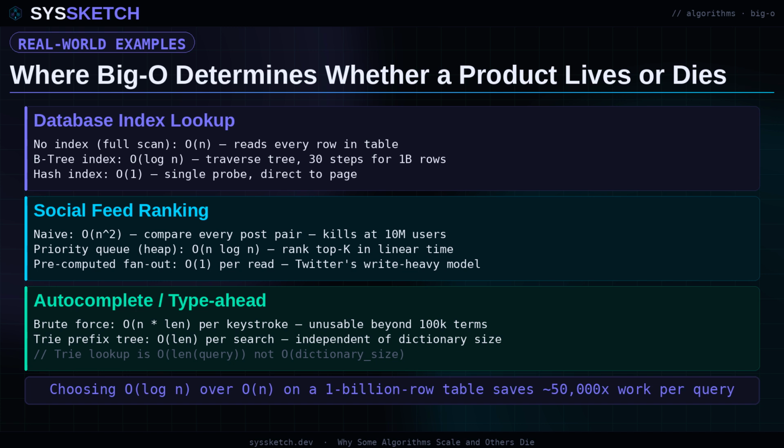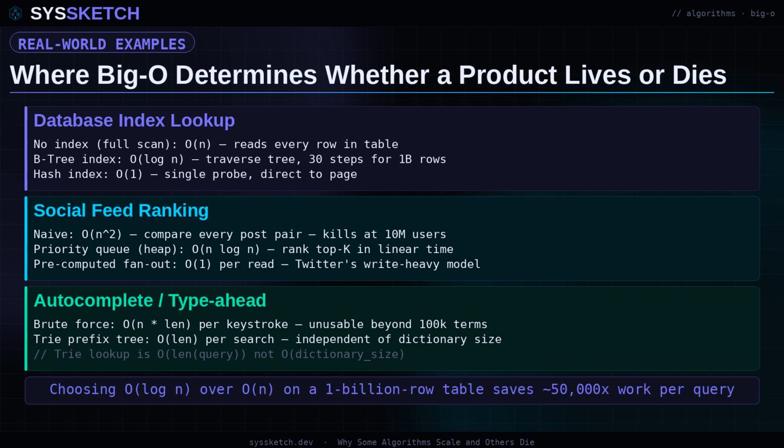The second example is social feed ranking. The naive approach that compares every post against every other post to determine ordering is O of n squared. At 10 million users with active feeds, that is completely unusable. Real feed ranking systems use priority queues, min or max heaps, which are O of n log n structures, pulling the top k posts in linear time. Some systems pre-compute and fan out results at write time, trading write cost for O of 1 read cost.